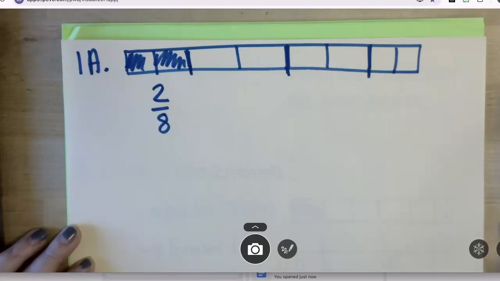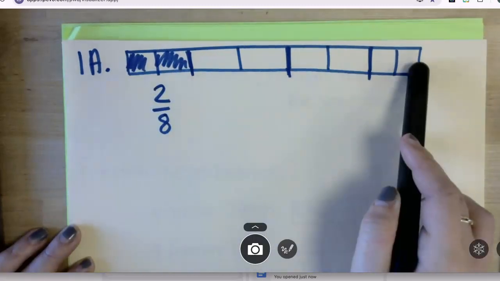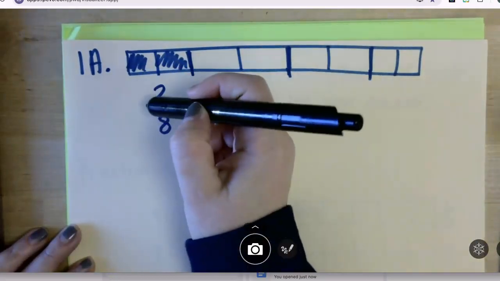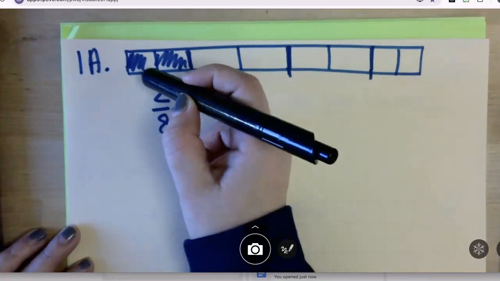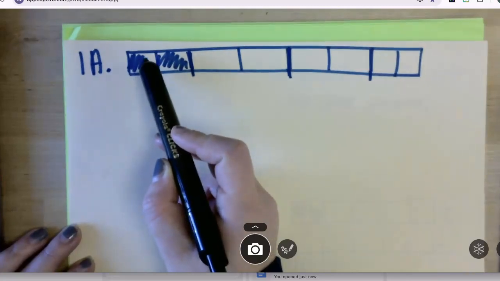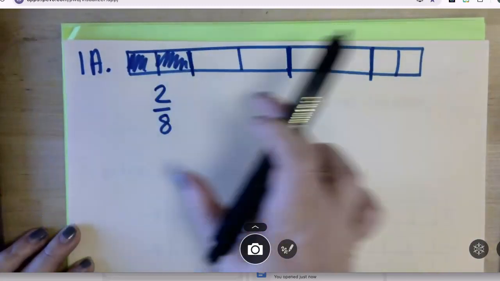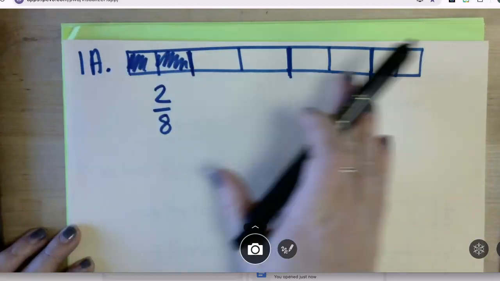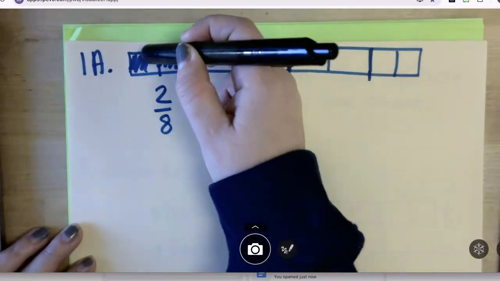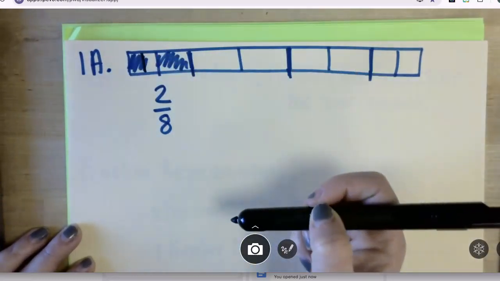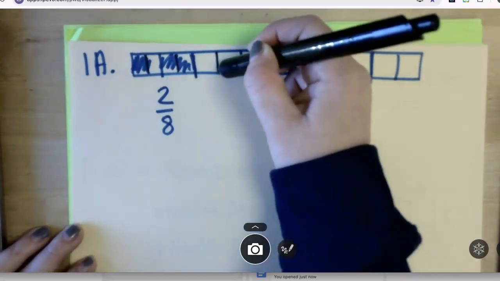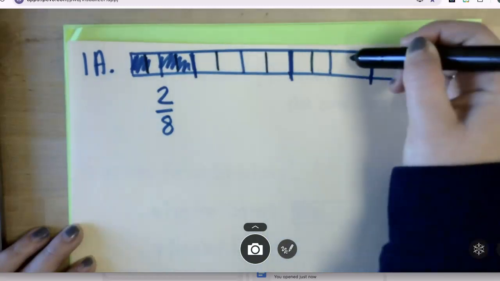The best way to do this is to partition this fraction strip into more pieces. Anything that I do to one of these pieces of the fraction, I have to do to every single one of them. Doesn't matter if they're shaded or not. All of the pieces of the whole have to get the same thing done. So what I mean is I'm going to chop this piece in half. I cannot stop there. I have to do every single one of those pieces. I'm partitioning each one of them. I'm cutting them right in half.